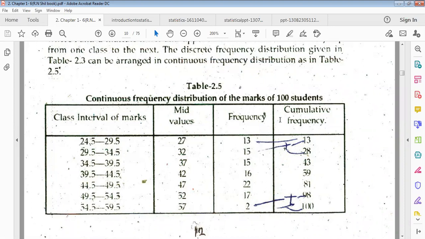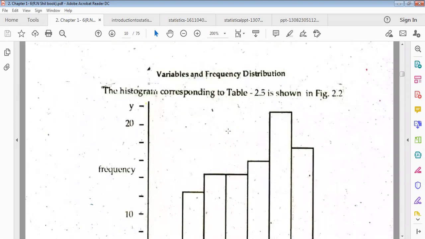Cumulative frequency, do you know? Suppose the first is 13, the first cumulative frequency will be 13. Then the sum of 13 plus 15 will be the second one, that is 28. 28 plus 15 is 43. 43 plus 16 is 59. 59 plus 22 equals 81. 81 plus 17 is 98. 98 plus 2 equals 100. This is the cumulative frequency of our previous discrete data, marks of 100 students in statistics. Understand?